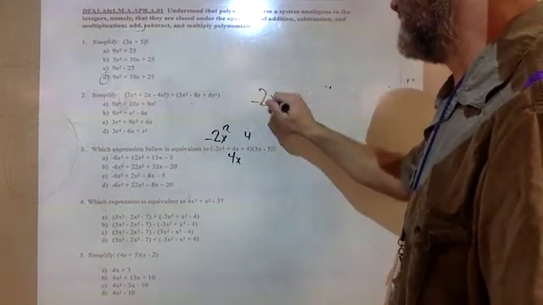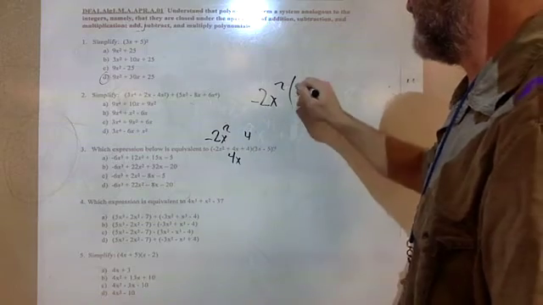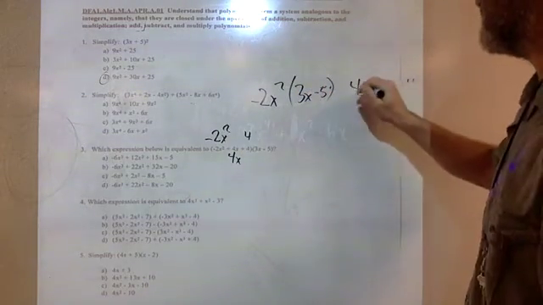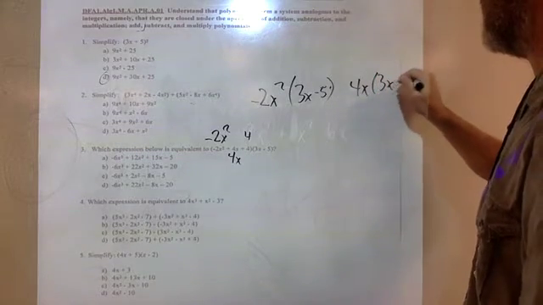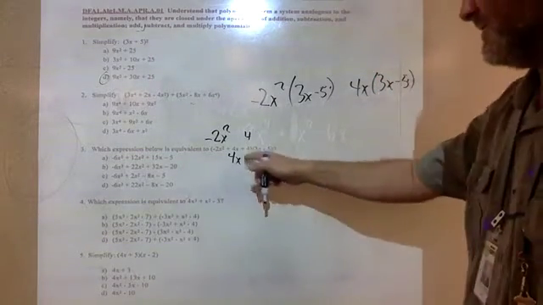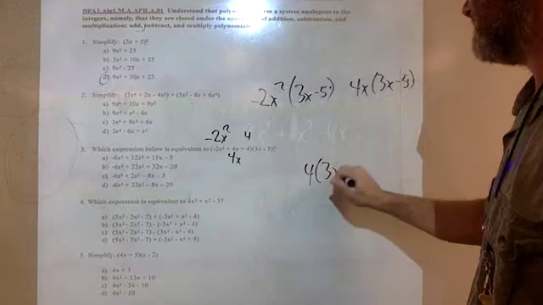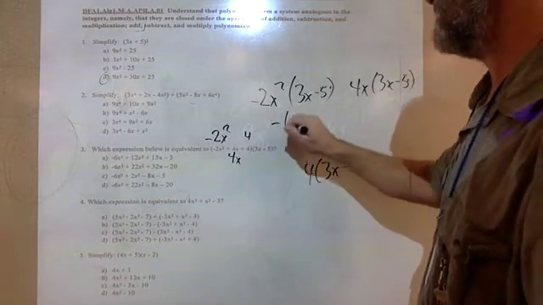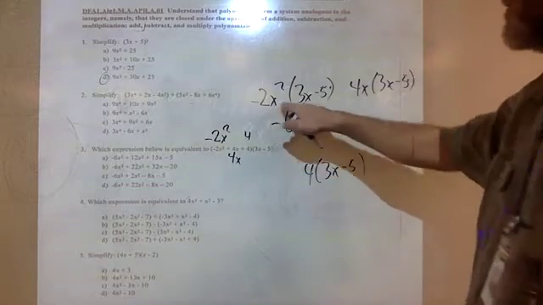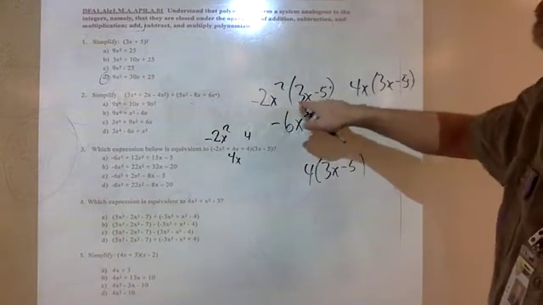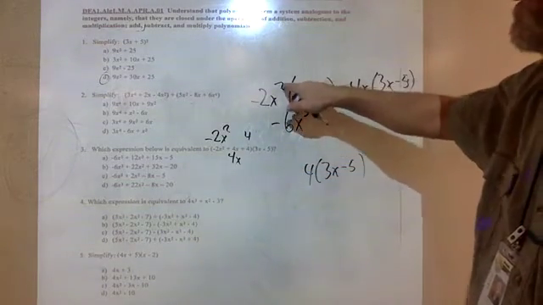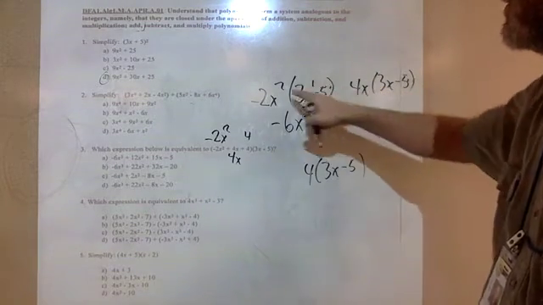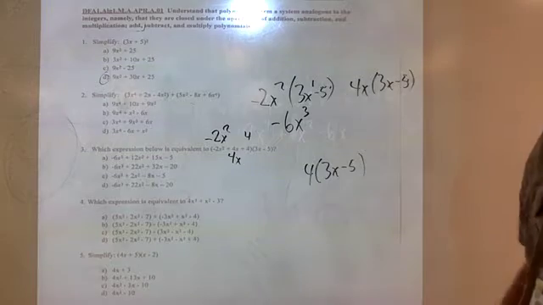So we've got to do the negative 2x squared times the 3x minus 5. We also have to do the 4x times the 3x minus 5. And we also have to do the 4 times the 3x minus 5. So the negative 2x squared times 3x gives us negative 6x to the 3rd. When you multiply variables together, you add the exponents. If there is not an exponent, it's a 1. 2 plus 1 is 3. That's where I got that.